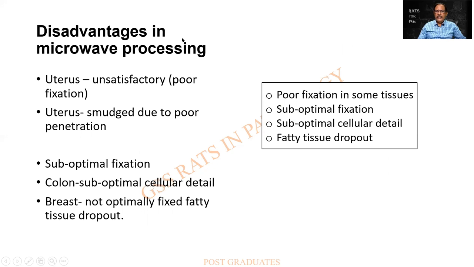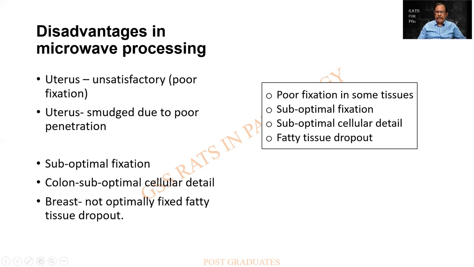There are some disadvantages. I mentioned the advantages. However, there are some disadvantages. Tissues such as the uterus are unsatisfactory because of poor fixation. The uterus again, it is smudged due to poor penetration of the various reagents. The fixation itself is suboptimal fixation, not ideal. Colon is another specimen that can undergo such insult. The cellular details are not very clear. Breast, because of the interference by the fatty tissue, you find that there is no optimal fixation or clarity.